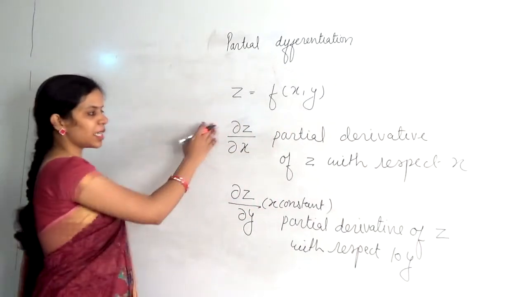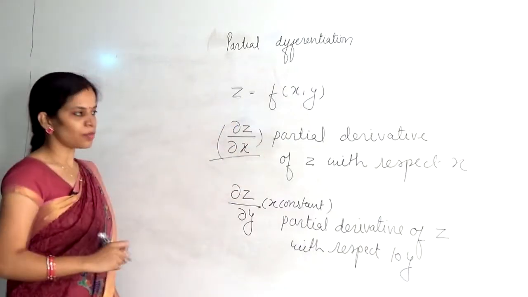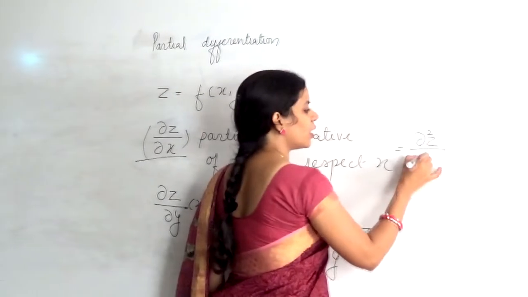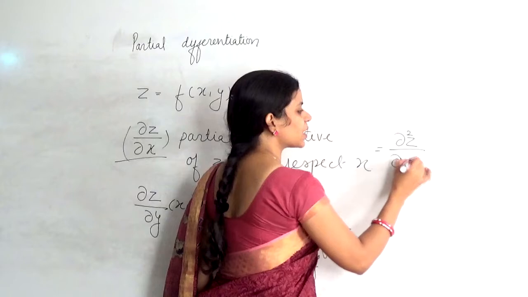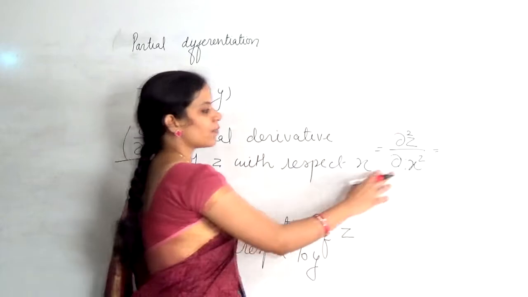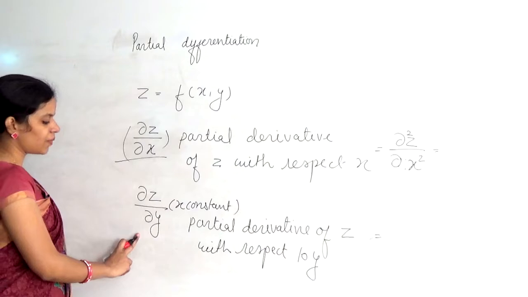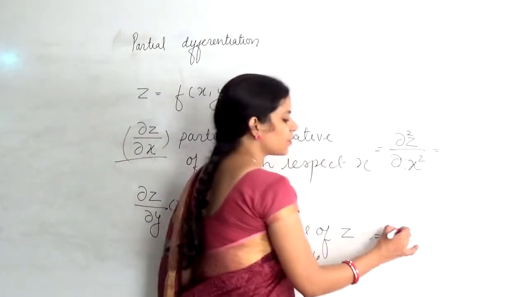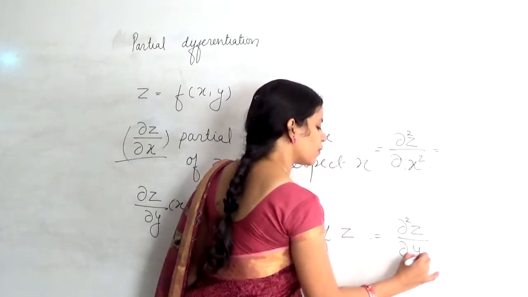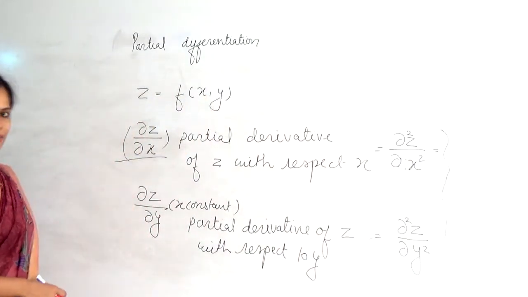We can also double differentiate these terms. If we differentiate this term with respect to x, then we call it the double differentiation of z with respect to x, keeping y constant. Again, we can differentiate del z upon del y with respect to y, and we call it d square z upon dy square. These terms are also second partial derivatives of z.